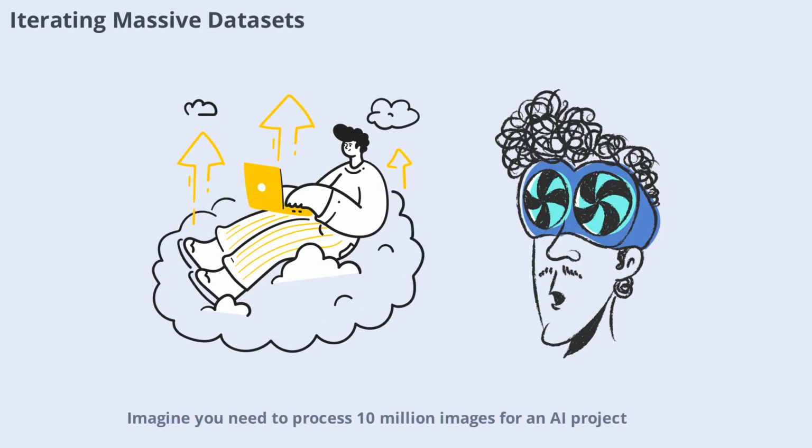Imagine you need to process 10 million images for an AI project. With Python 3's range, you can loop through all images without worrying about memory usage. In Python 2, the same operation would fill your RAM instantly, possibly crashing your computer. This small change in Python 3 makes it much more suitable for modern AI and data science workflows.